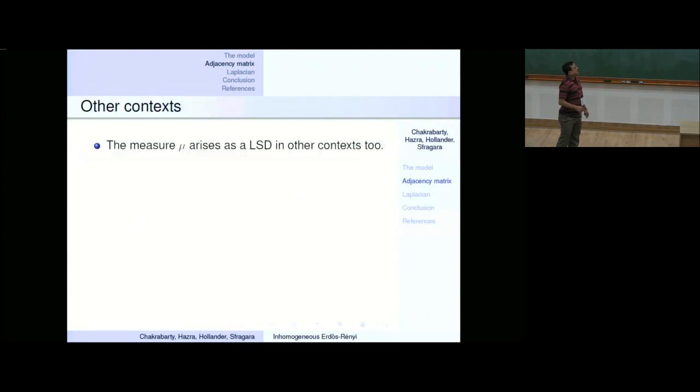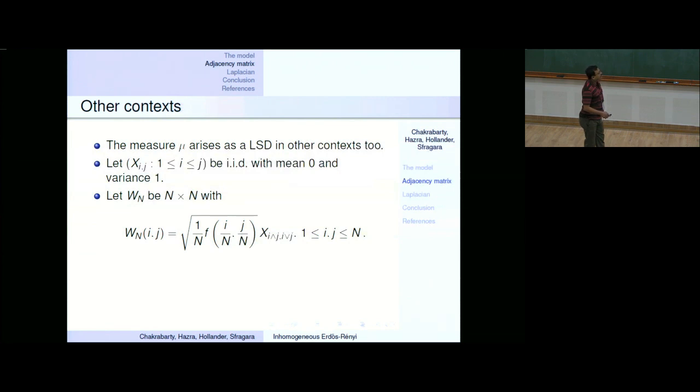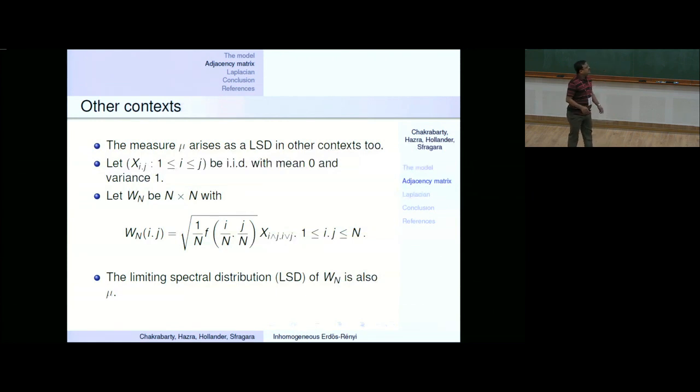The measure mu arises as a limiting spectral distribution in several other contexts. I'll talk about one of them. Let x_ij be iid with mean 0 and variance 1, and I construct a matrix which is essentially a Wigner matrix, except that there's a variance profile. So W_n(i,j) is square root of 1 over n f(i/n, j/n) times x_{min(i,j), max(i,j)}. If f were 1, this would have been nothing but a scaled Wigner matrix. In that case also the limiting spectral distribution of W_n would have been mu. So the same measure mu arises in other contexts.